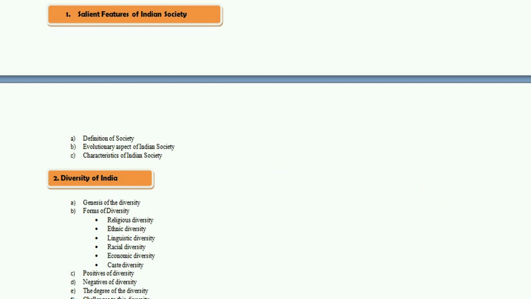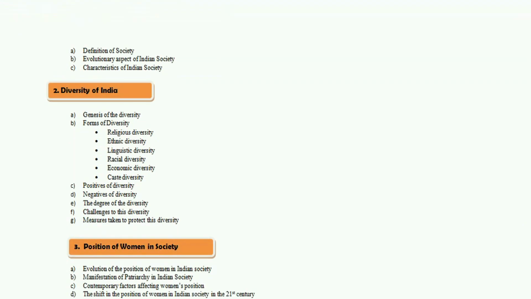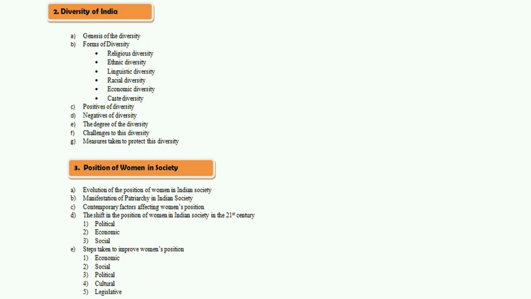Now the next chapter is the diversity of India, that means the Indian society. As a part of this, first you are supposed to understand why Indian society is so diverse. What is the genesis of this diversity? After that, you are supposed to focus upon the different forms of diversity and the extent of that diversity. For example, religious diversity, ethnic diversity, linguistic diversity, racial diversity, economic diversity, caste diversity. You are supposed to understand all these diversities, the causes of that, as well as the extent of that, and how these diversities actually impact Indian society.